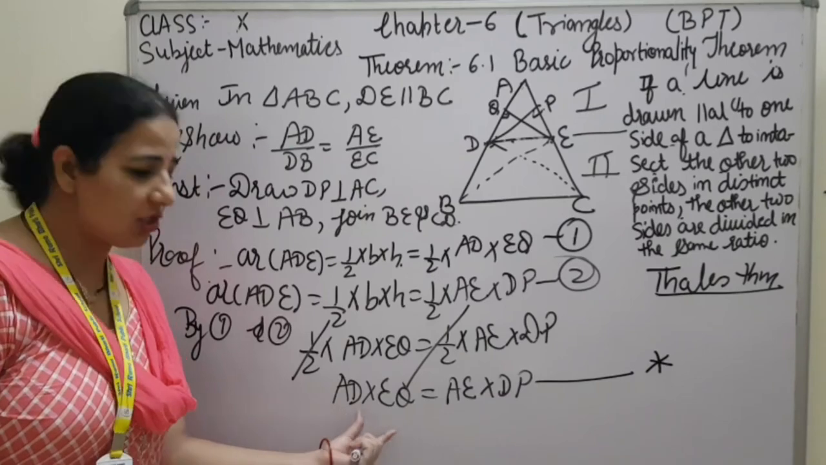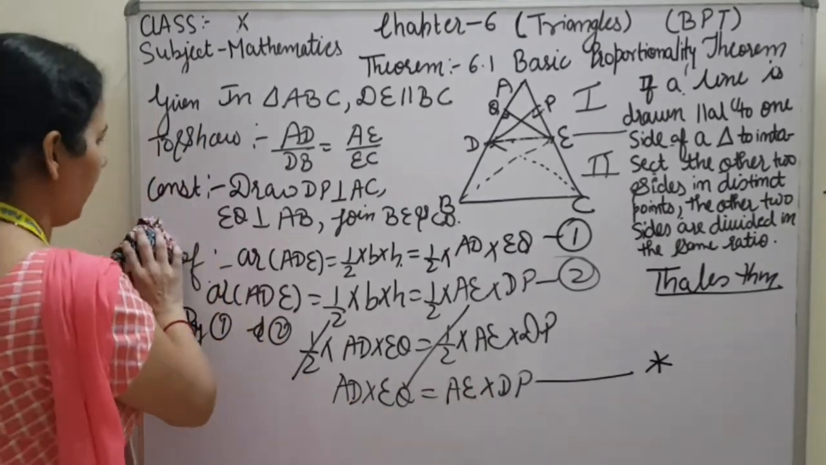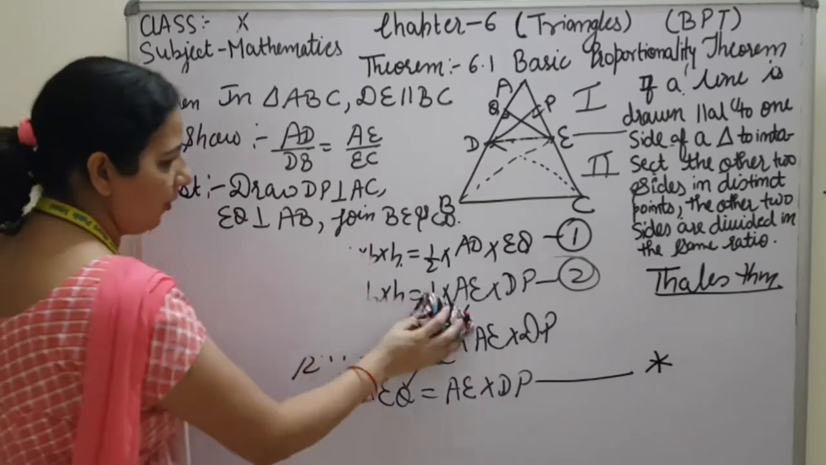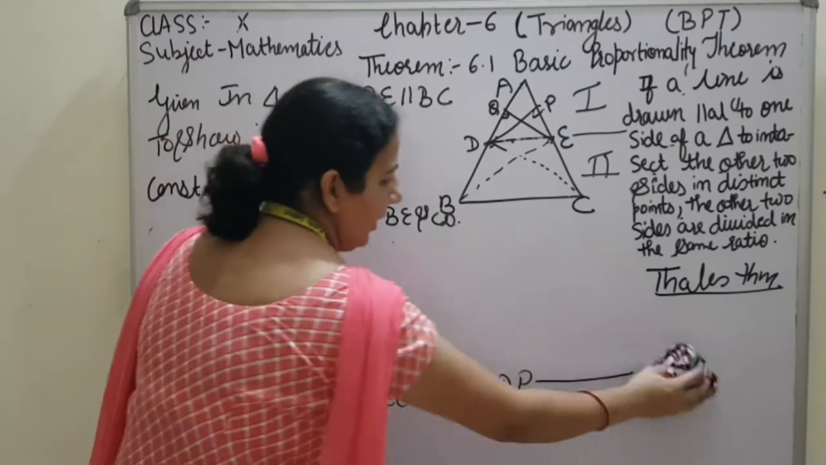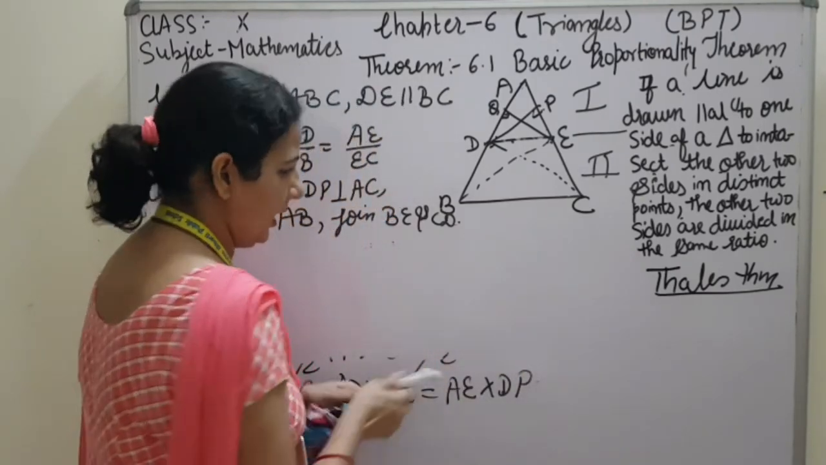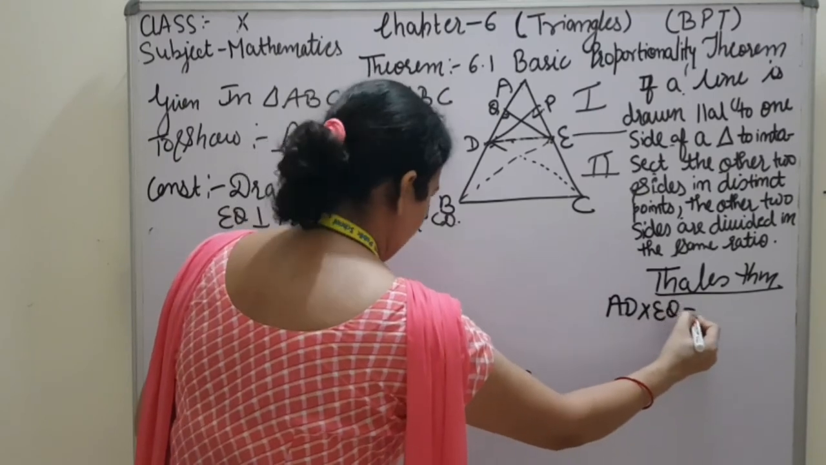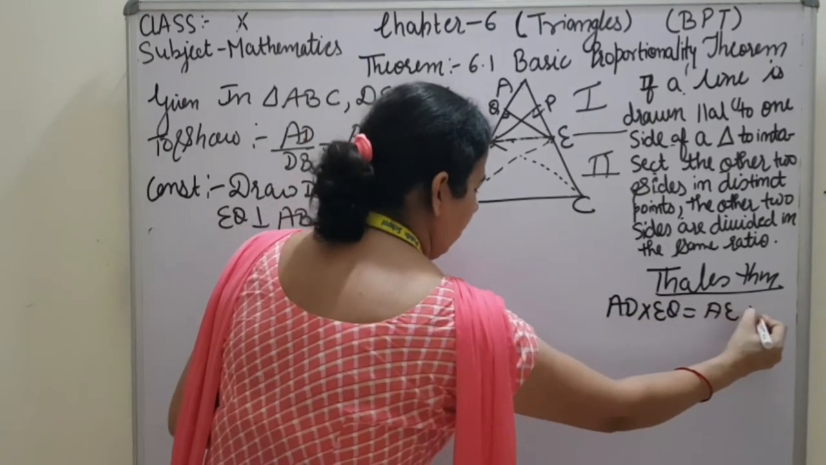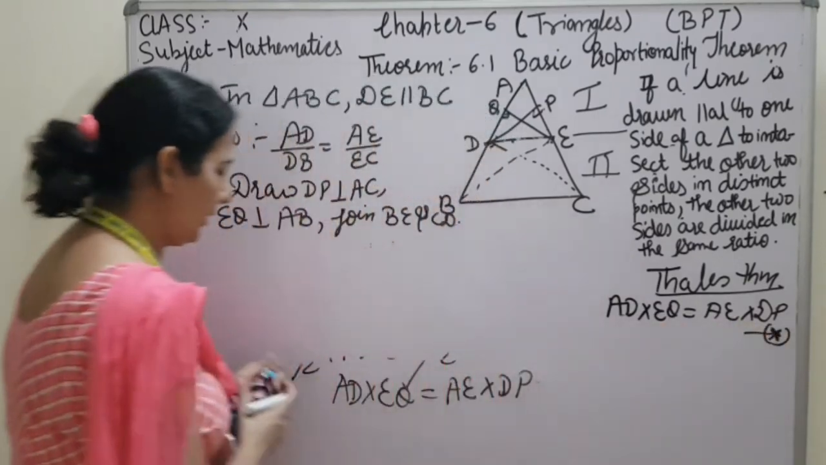Write down this equation. AD into EQ is equal to A into DP. So this one is the first half. I am just going to highlight this equation here. AD into EQ is equal to A into DP. This is star, equation number star.